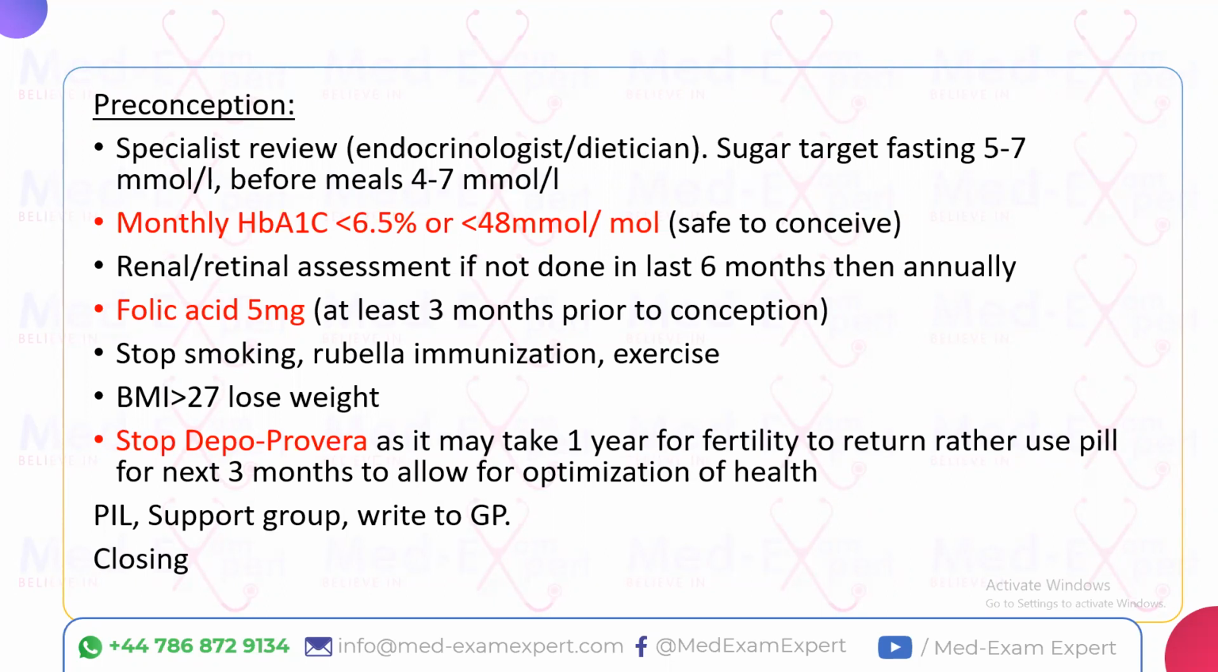Until then you can use the folic acid, and once you get pregnant, we advise you to go to your GP to have you booked in the antenatal clinic, so that we can see you from the very beginning of the pregnancy. I'll give you a patient information leaflet. I'll connect you to a support group. We'll write back to your GP and to your specialist.